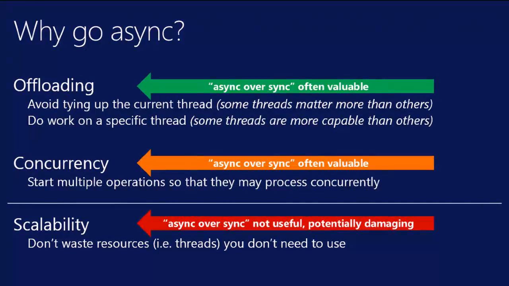And then on the flip side, for scalability, async over sync really doesn't help you, and it can actually hurt you, right? If you are using task.run to say, I want to do 10 downloads, I'm just going to spin up 10 threads. Even if you do async work on those threads, you're still having cases where you're doing a lot of thread switching. You're still spinning up all of these threads, and there's going to be times when there's contention. You're going to use way more threads per request. And at that point, you're potentially limiting your scalability, right?